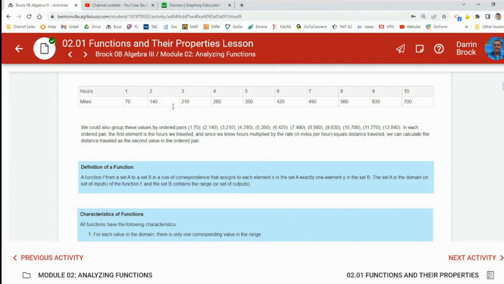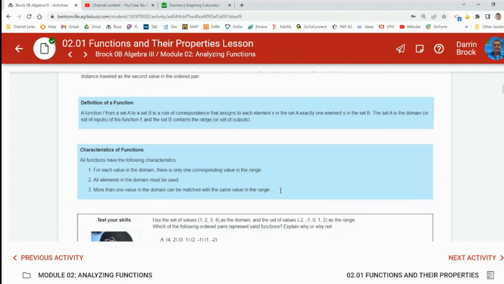That's what that means. And the x's are the domain and the y's are the range. That's what this whole definition of function breaks down to in more layman terms rather than mathematician terms. So let's look at the characteristics of functions. For each value in the domain, there's only one corresponding value in the range. For each x, there's only one y. Right? X is our domain, y is a range.